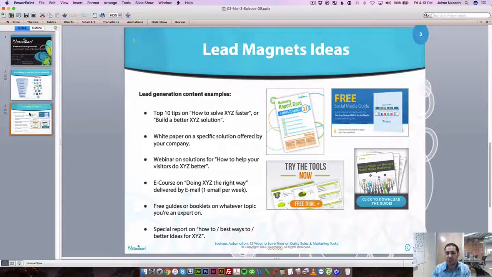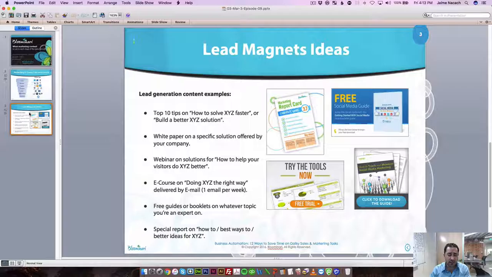But in this specific example in this slide, here's some ideas of content examples that are going to help you come up with something related, of course, to your topic. So you gotta connect it to what it is that you're an expert on. So the first one could be top 10 tips on how to solve X, Y, or Z faster, or how to build an X or Y, Z solution. You could also offer a white paper on a specific solution that your company offers. It could also be a success story or a case study of how you helped a specific client solve their pain points through your services.